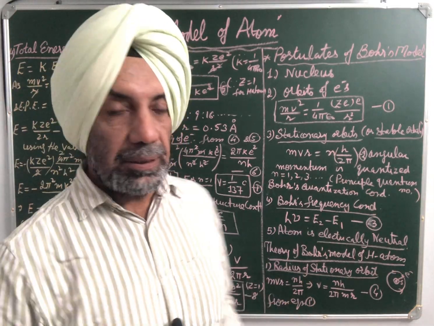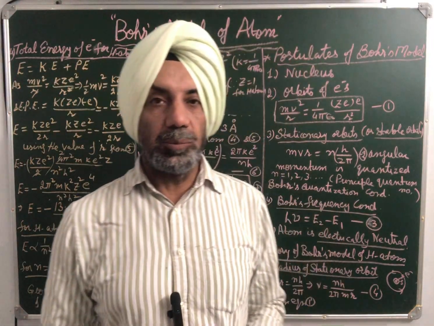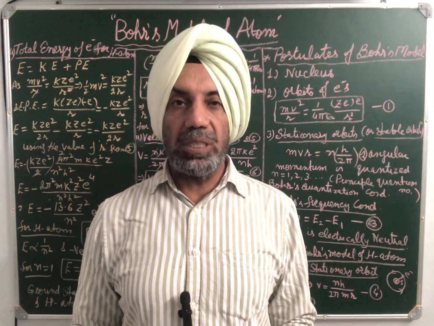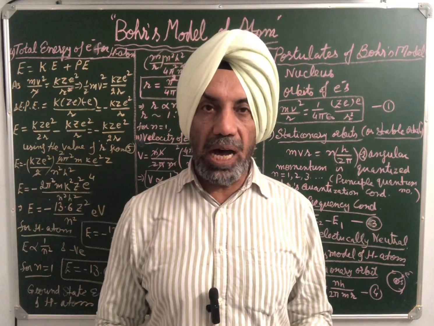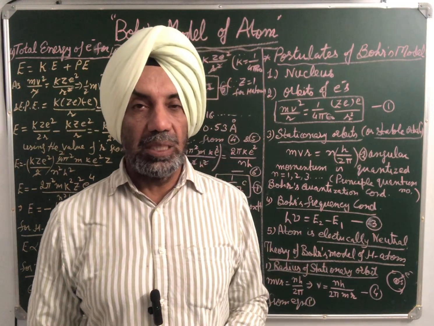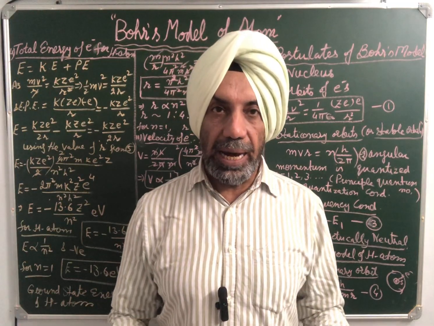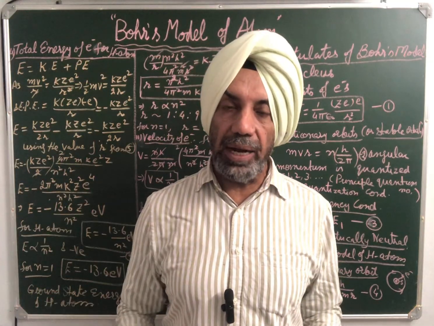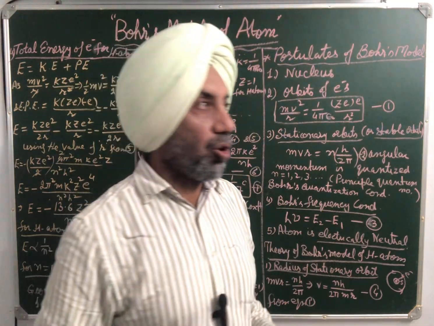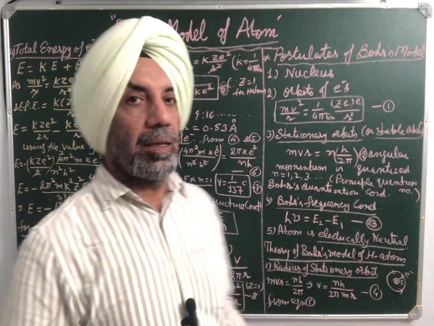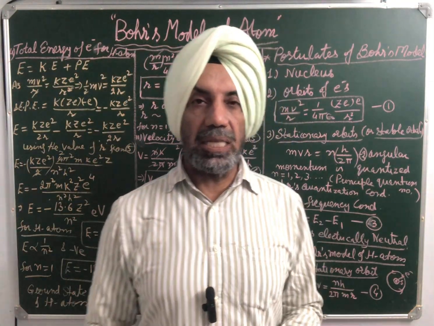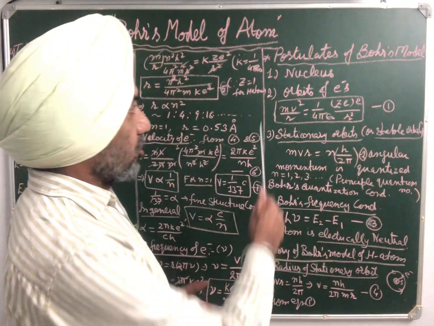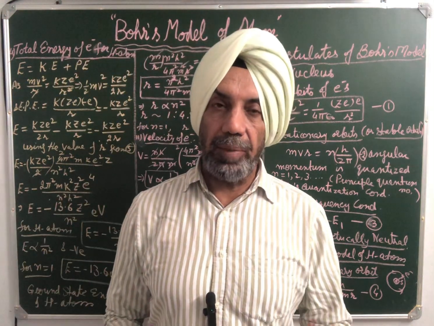First postulate is that, according to Bohr's model of atom, each atom consists of a positively charged central core situated at the center of the atom, which is responsible for almost the entire mass of the atom, called nucleus. So nucleus is the central part of the atom, which has a size of the order of 1 Fermi, as calculated by Rutherford.